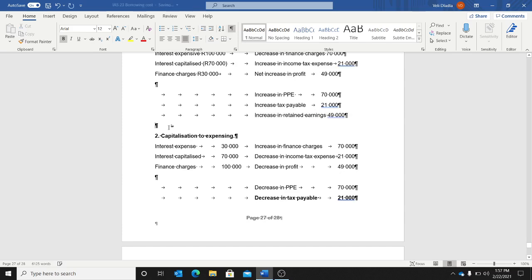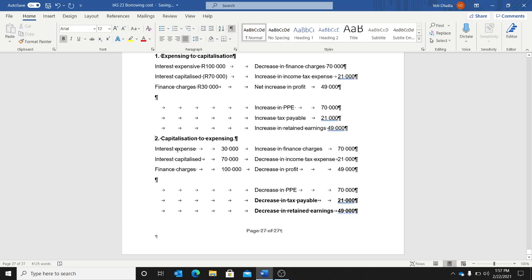But now what happens if you were capitalizing? We are moving from capitalizing to expensing. So you're starting here, and then you move this amount that is sitting here, you move it back because you were capitalizing, now you're expensing. You move it back to here, it takes you to 100. So what have you done? You've increased expenses by 70. If you increase expenses, the profit decreases. The profit decreases, the income tax will decrease. Then there's a net decrease.